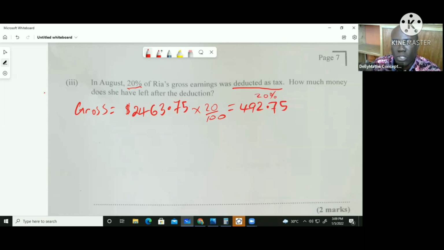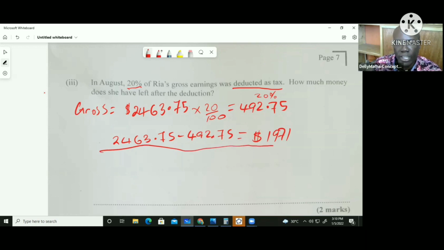So this is the 20%. We're going to subtract it. So definitely 2463.75 subtract 492.75. We're subtracting that deduction that they had said. 492.75 is being subtracted, and that is going to leave her with $1,971. So that's one way to approach this.